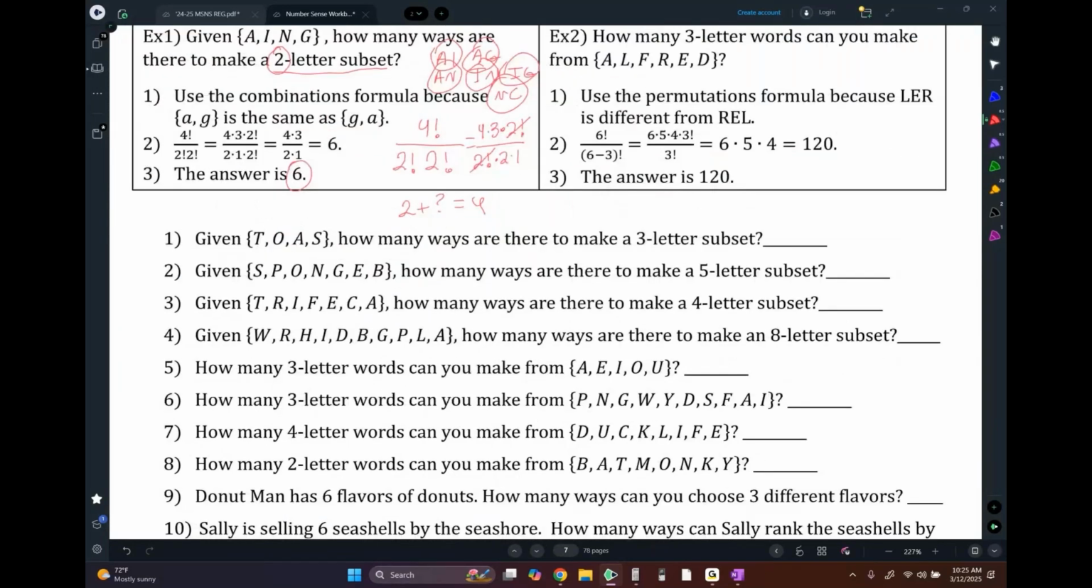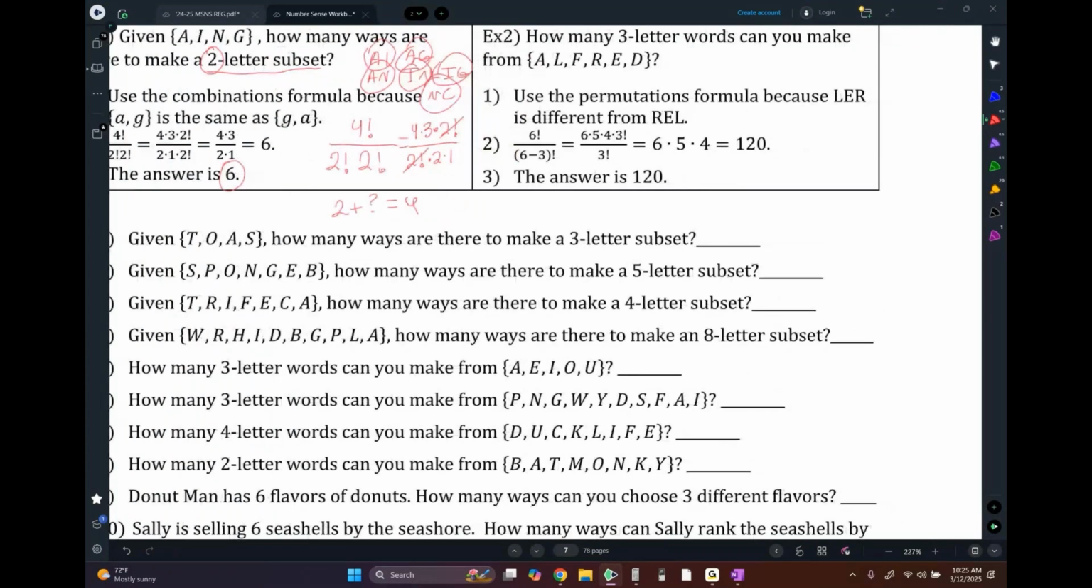All right. So given the letters TOAS, how many 3-letter subsets can I make? All right. So remember what I said. How many letters are there? There's 4. So that's 4 factorial. I want it to be 3. So that'll be 3 factorial.